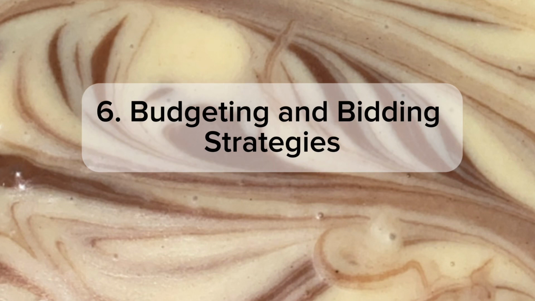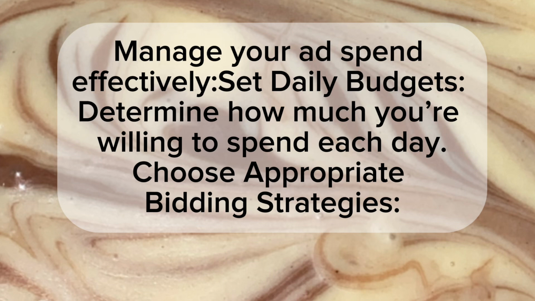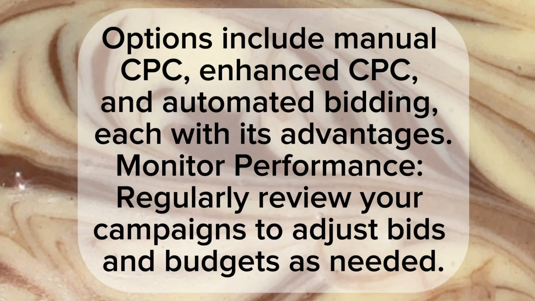6. Budgeting and bidding strategies. Manage your ad spend effectively. Set daily budgets. Determine how much you're willing to spend each day. Choose appropriate bidding strategies. Options include manual CPC, enhanced CPC, and automated bidding, each with its advantages. Monitor performance. Regularly review your campaigns to adjust bids and budgets as needed.